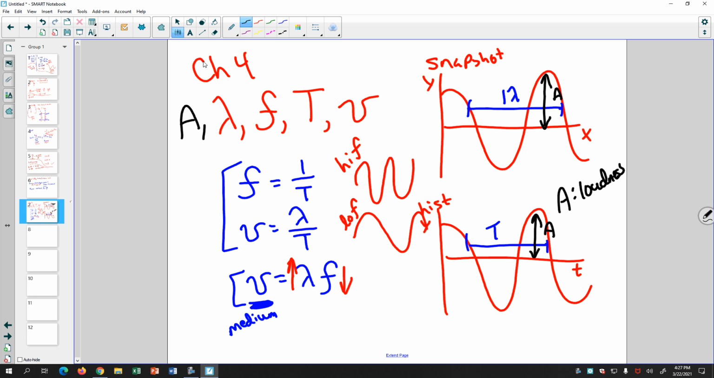You need to know how to identify transverse and longitudinal. Transverse, the medium moves up and down. Longitudinal, the medium moves back and forth or side to side. Remember, it's like the wave versus the hug at a football game.